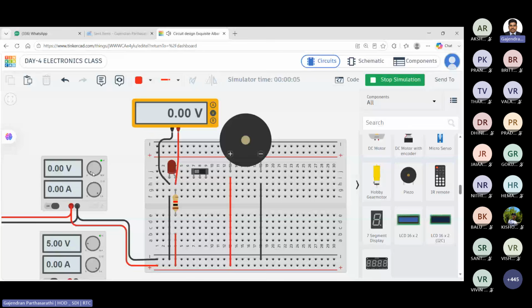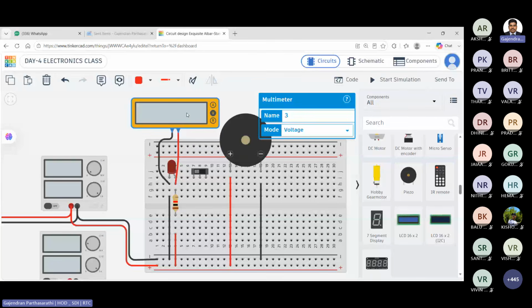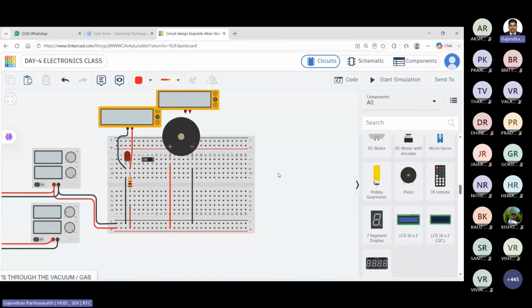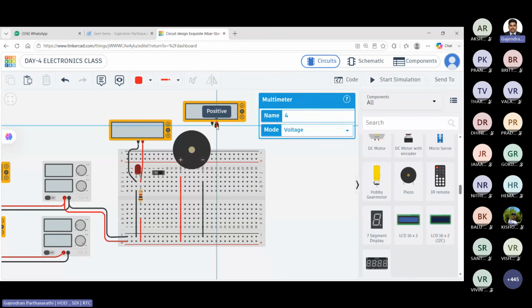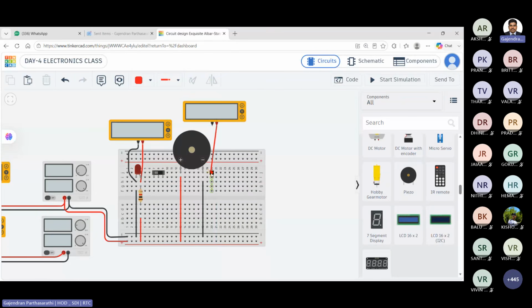I will make it a little more clear. I connect one more voltmeter across the buzzer. This voltage is the same as the input voltage. Anyhow, please observe these voltage levels. How you can use these devices in both analog and digital is our intention to teach today.